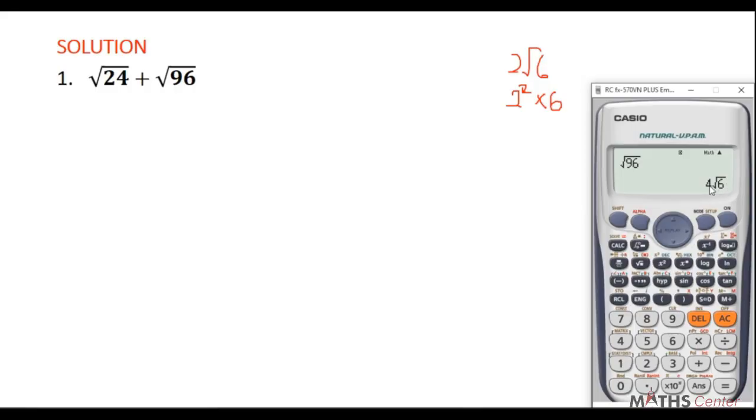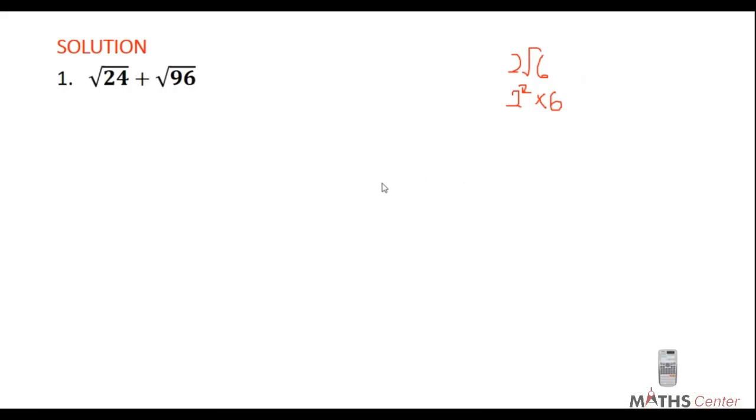So the first number that you are looking for, the perfect square, is the square of 4, which is the number in front of the square root sign. So 4 squared will give us 16. Then the other number is 6. So you are going to have 16 times 6.